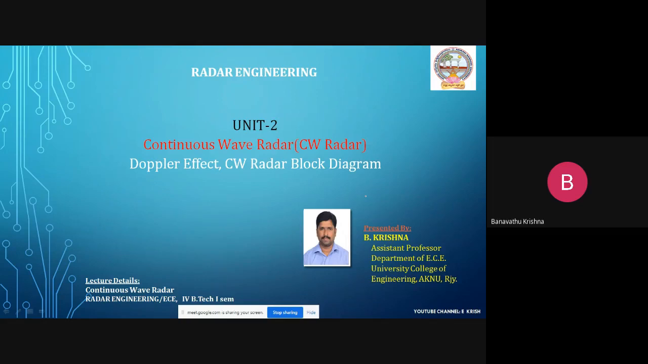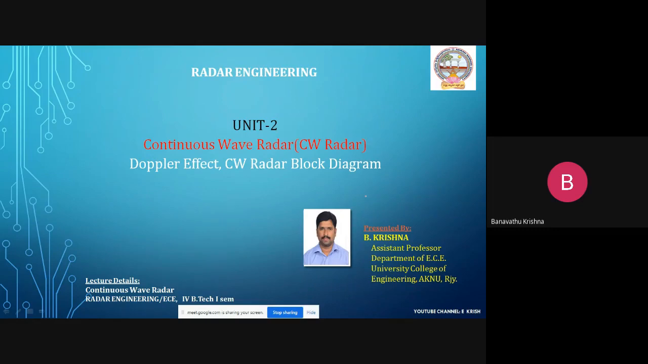moving target indication. Okay, so moving target indication means we are transmitting a signal from the radar station. It is continuously going to transmit, and such signals are transmitted into the space through the transmitting antenna. After that, they are intercepted by the target. Then, after intercepting, the signals are scattered. So some portion of the scattered signals is received at the radar receive station.